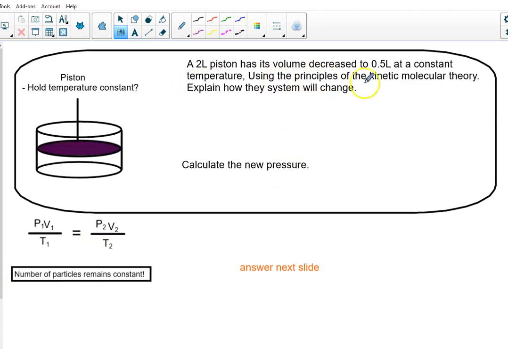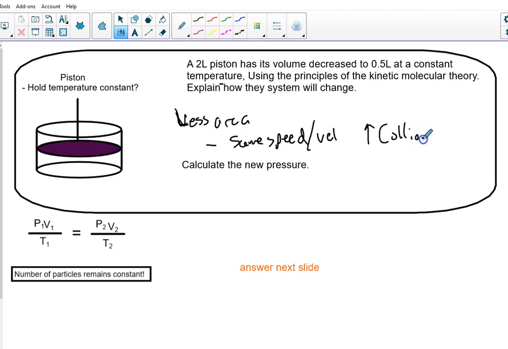A piston has a volume decrease of 0.5 liters at a constant temperature. Using the principles of kinetic molecular theory, explain how the system changed. Well, we have less room, or area, of the inside container wall. So even though the particles are traveling the same speed, the same velocity, we have less area, which means increased collisions. Now the collisions are not more forceful, we just have more of them.